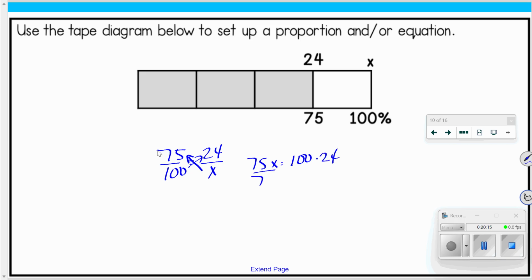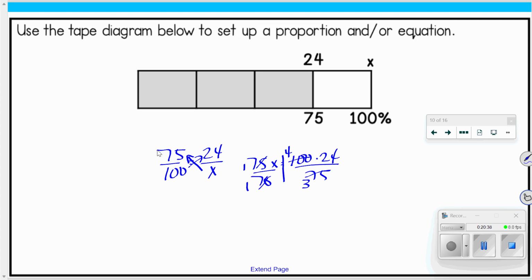I can now divide both sides by 75. Those go away. Divide this by 75. Here's why I love to do this: I can still do my reductions. What can I divide 75 and 100 by? 25. So I can divide that by 25, I get 3. Divide that by 25, I get 4.